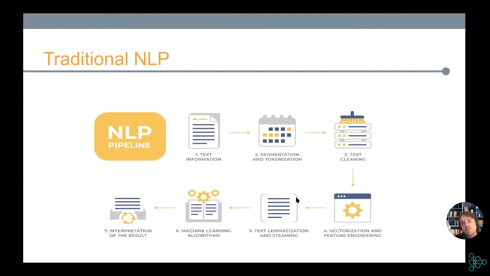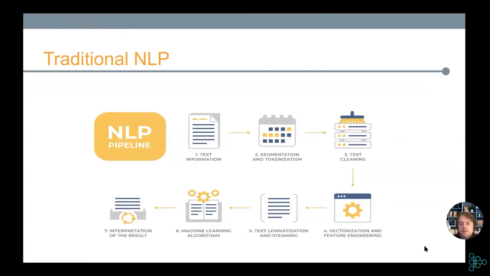Traditionally, this was done through a pipeline. So you have your text, you segment, you tokenize, which means you have a sentence and you divide this sentence in blocks, which can be words or parts of words. You clean the text, maybe you take out exclamation points, errors, dotted lines, things that are not adding information or maybe are not easy to use.